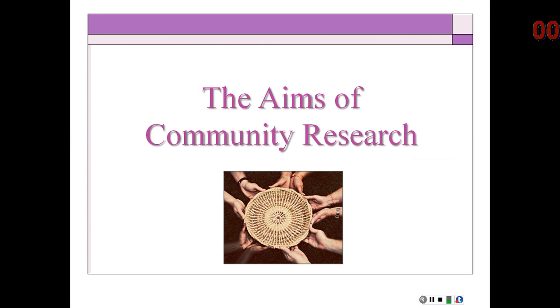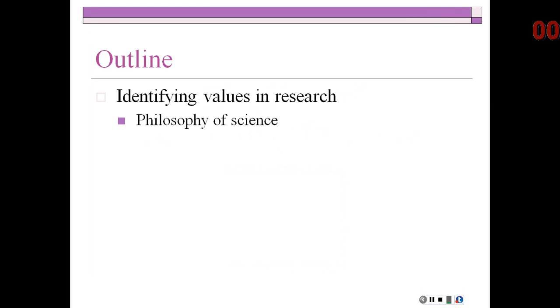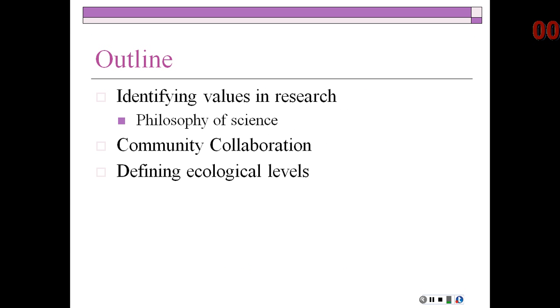Hey everyone. So today we are going to be discussing the aims of community research. We'll be talking about values in community research and various philosophies of science, or as we call them, epistemology. And that has to do with the way in which we think we understand truth and where truth comes from. Then we'll be talking about community collaborations and understanding at what ecological level we are conducting our research, and at what ecological level we are influencing.